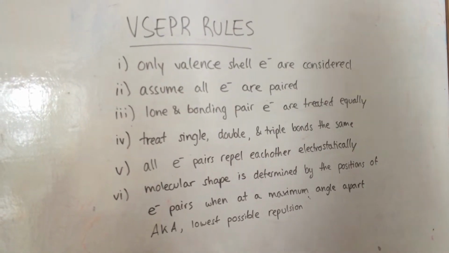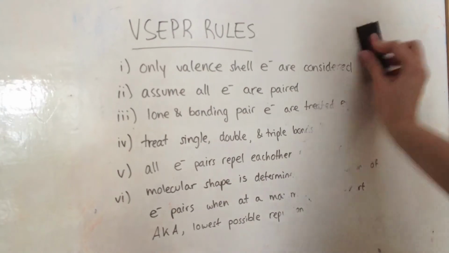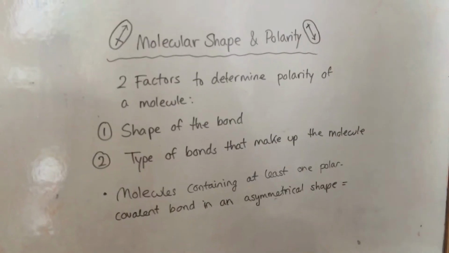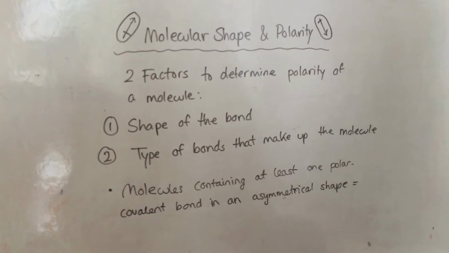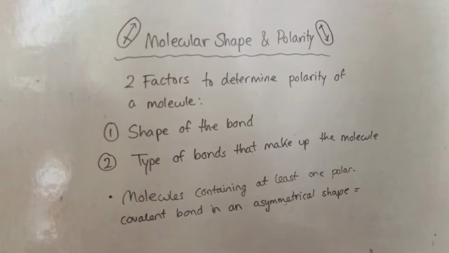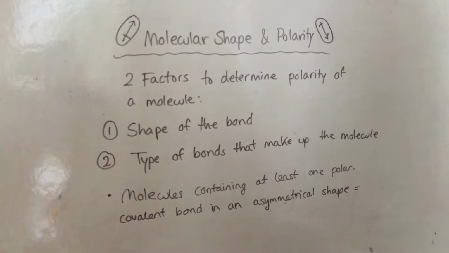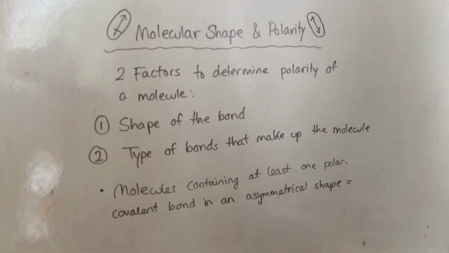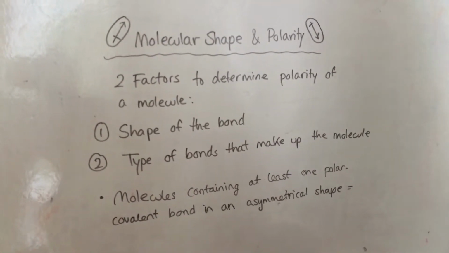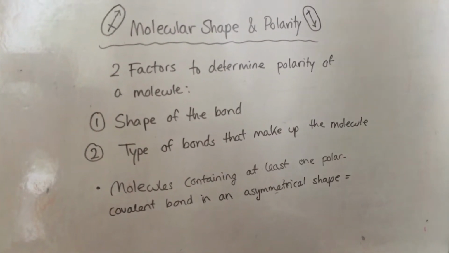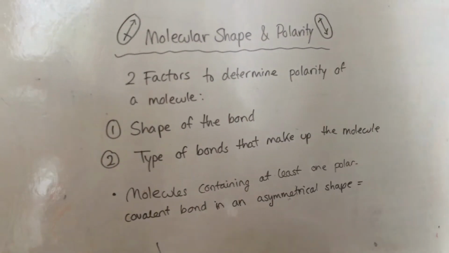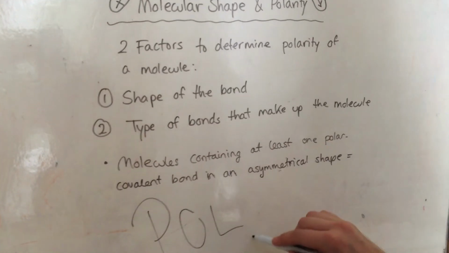So now, let's talk about molecular shape and polarity. There are two factors that determine whether a molecule is polar or not. The first factor is the shape of the molecule, and the second factor is the type of bond that makes up the molecule. So for example, molecules that contain at least one polar covalent bond in an asymmetrical shape are polar.